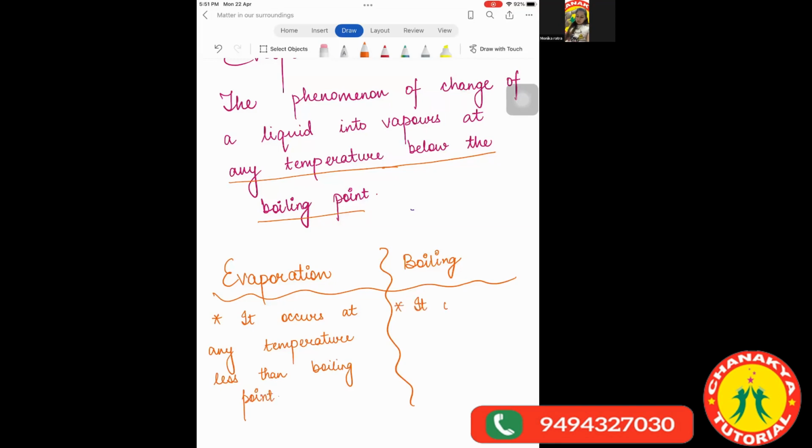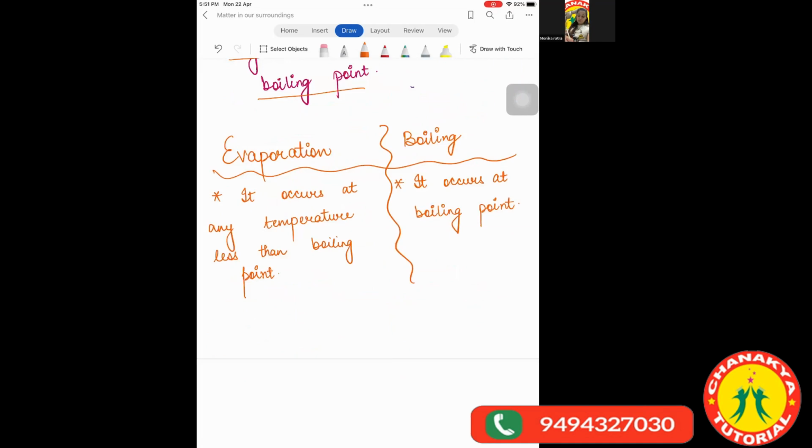Whereas boiling occurs at boiling point. The boiling point of any liquid is always fixed. So it will occur only and only at the boiling point. Secondly, evaporation causes cooling. I will give you an example also, so you will be able to relate to it. Whereas boiling causes no such effect.